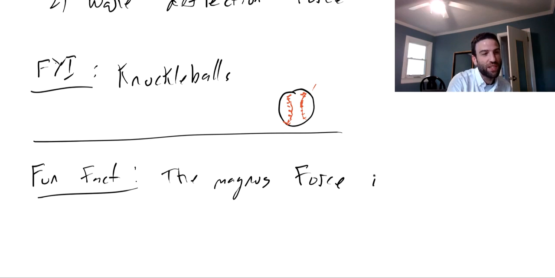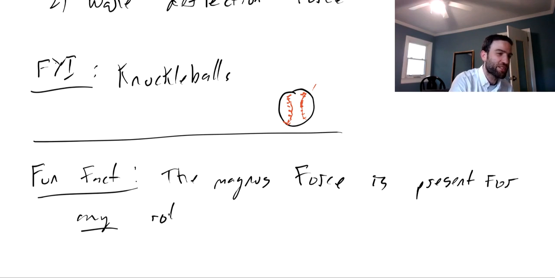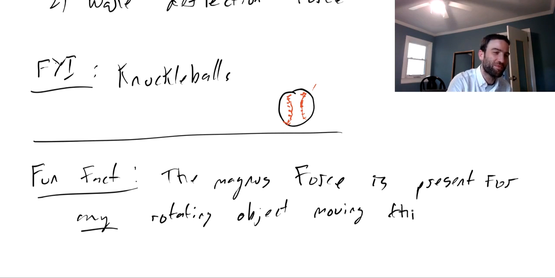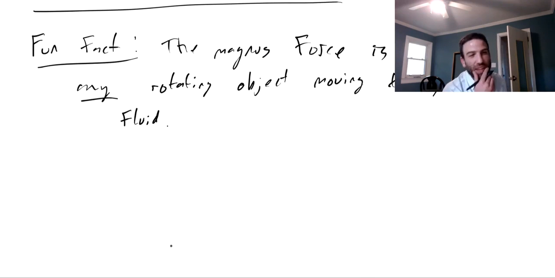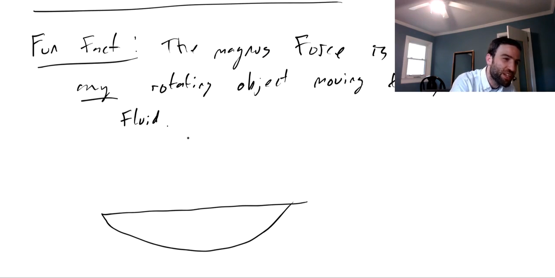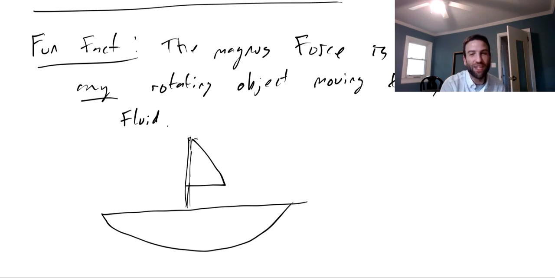The Magnus force is present for any rotating object moving through a fluid. And people have used that to design what I consider to be hilarious sailboats. Usually we think of a sailboat as a boat that has a mast and a sail, and the wind fills up the sail, and there's a force on it, and then the hull of the boat helps convert the force of the wind acting on the sail to forward motion of the boat.